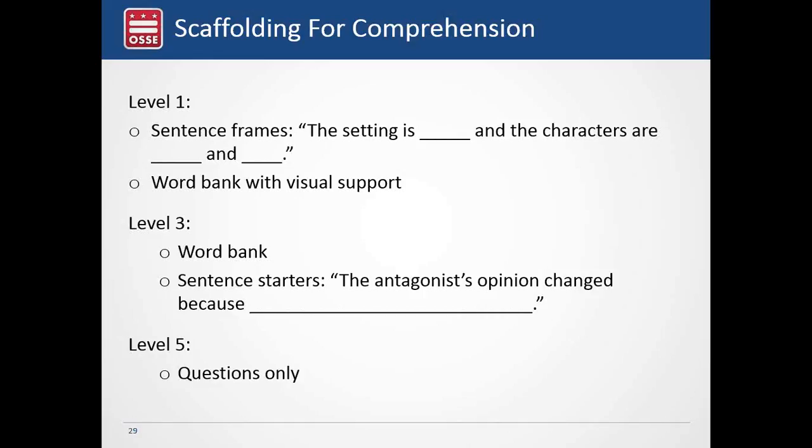A student who's at an intermediate level of proficiency or a level 3 could also get a word bank, but maybe they don't need the visual support anymore. And they could be supplied with a sentence starter, as you see in the sample below. There is less support in this sentence starter than there is in the sentence frame above. And that's because a student at level 3 needs less support. A student at level 5 who's functioning on par with their native English-speaking peers might just need the same questions that their peers are getting.